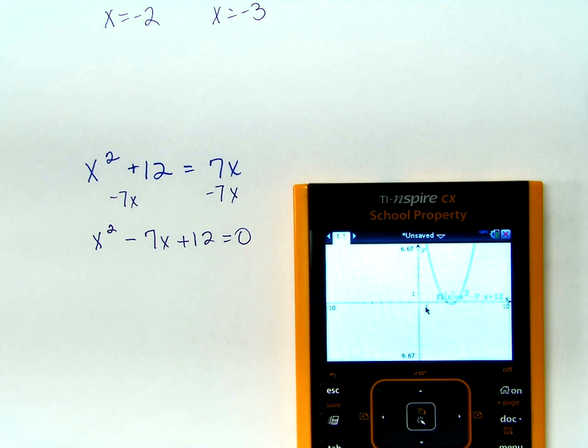Yes, Lord. What am I looking for, though? I don't know. If I'm trying to solve this by graphing, what am I looking for? 3x. That's exactly what I'm looking for. I'm looking at where it crosses the x-axis. What are those things called? There's two names for them.